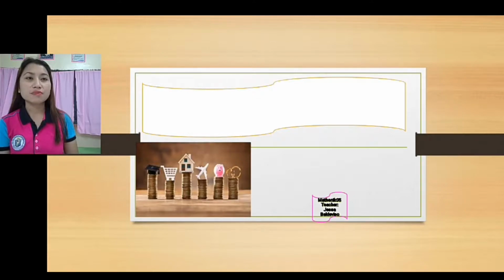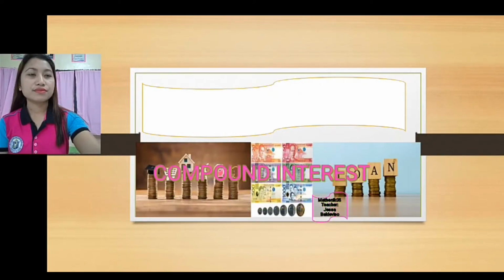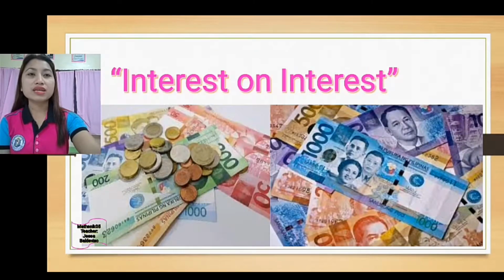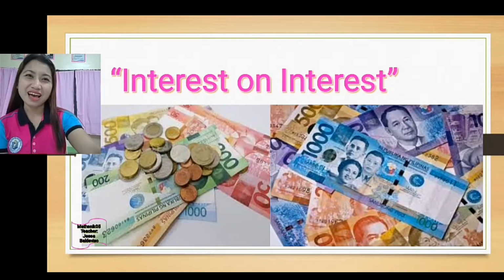Our topic for this episode is about compound interest. Compound interest is known as interest on interest. For example, if Boy earns interest from me, he doesn't know that I also earn interest from him.